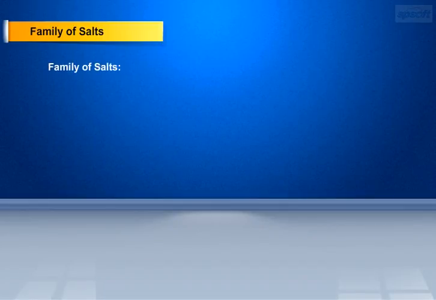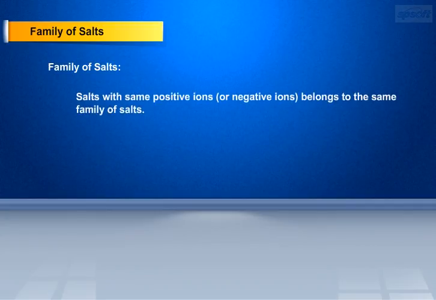Based on negatively charged and positively charged ions, salts are categorized. Let us learn each of the family of salts. Salts with the same positive ions or negative ions are said to belong to the same family of salts. Let us look into a few examples.